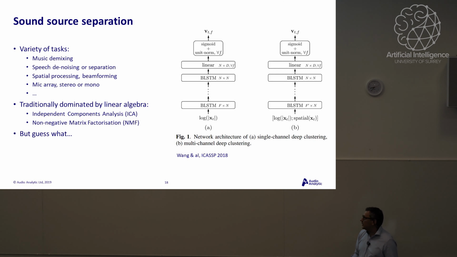But nowadays, guess what? Again, this is an example of a network architecture for single-channel deep clustering, multi-channel deep clustering, Wang et al. ICASSP 2018, fairly fresh, where you use bidirectional recurrent LSTM neural networks, stacks of these things with a linear neural network at the end, sigmoid and unit norm, and then you have your decision about sound separation. So that is getting overtaken by neural networks as well in a software 2.0 fashion.